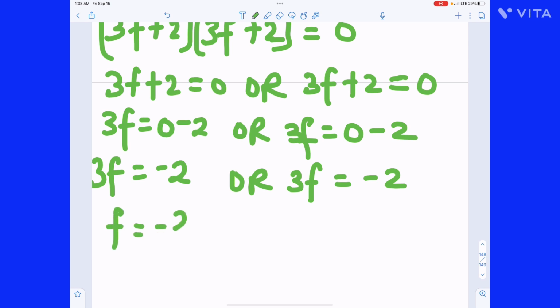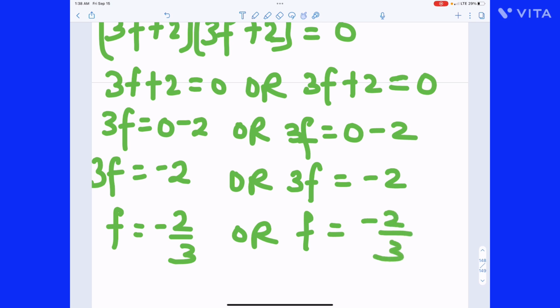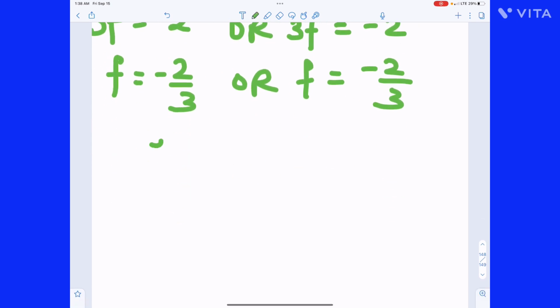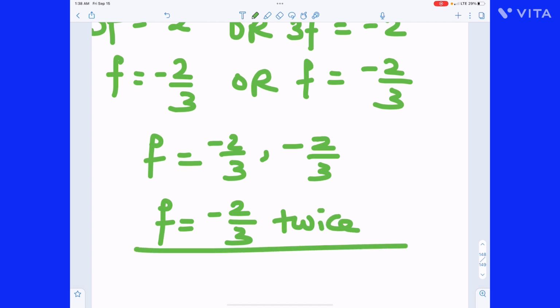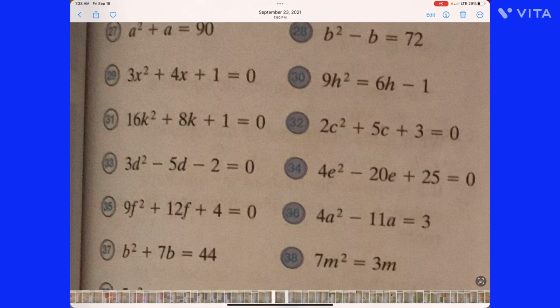So f is minus 2 over 3, or f is minus 2 over 3. So I can write f is minus 2 over 3, comma minus 2 over 3. Or I can write f is minus 2 over 3 twice. This is another way of expressing our answer.